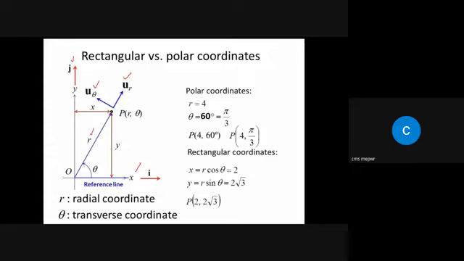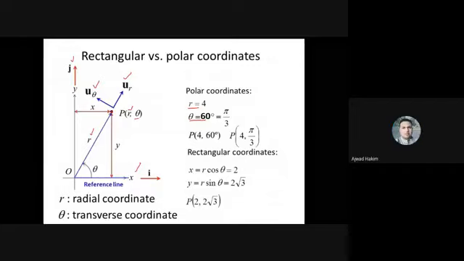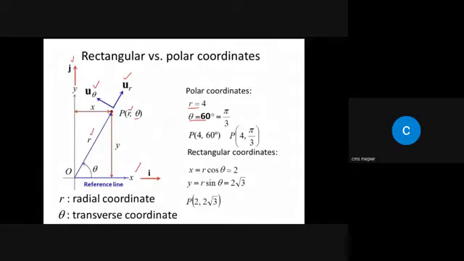Imagine we have a particle at this position, and let's say the value of r is 4 and theta is 60 degrees. We can also write theta in radians, and we know that 2 pi radian is equal to how many degrees? 360. So this means pi radian is equal to 180 degrees. Divide both sides by 3, and you get 60 degrees on one side and pi by 3 on the other. So pi by 3 is equal to 60 degrees. This means theta is equal to 60 degrees or pi by 3, so these coordinates can be written as (4, 60 degrees) or (4, pi by 3).